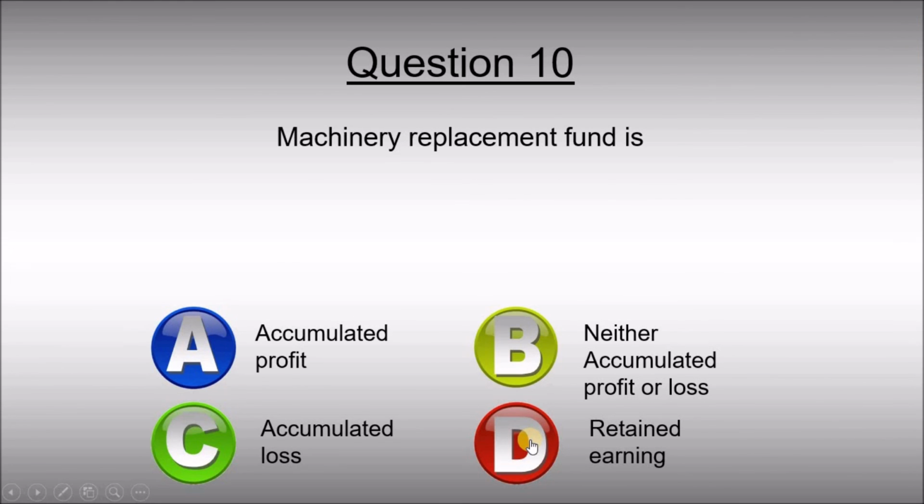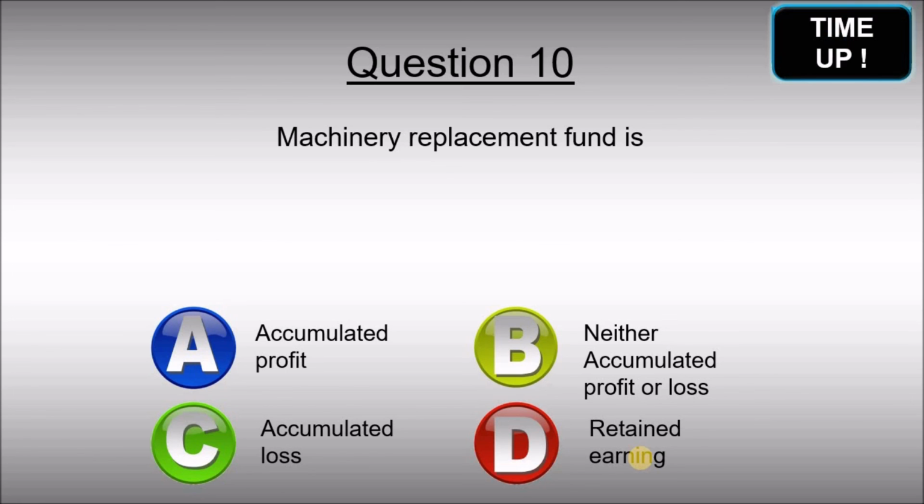Question number 10. Machinery replacement fund is accumulated profit, neither accumulated profit nor loss, accumulated loss, or retained earning. So your time starts now. So machinery replacement fund is neither accumulated profit nor accumulated loss. It is a fund which is there for the replacement of machinery. So it will not come under the category of accumulated profit or loss. So correct answer is B.